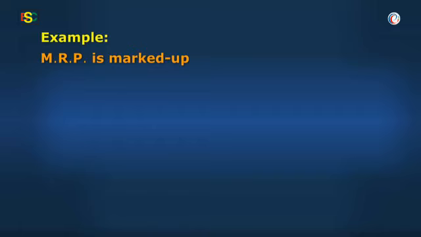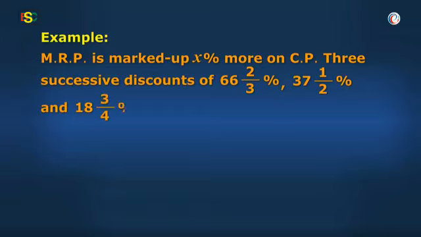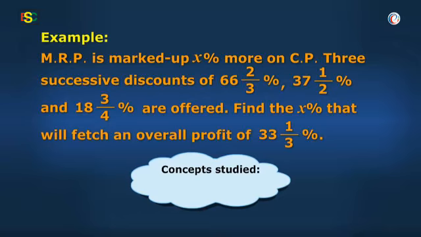MRP is marked up X% more on CP, and 3 successive discounts of 66 2/3%, 37 1/2% and 18 3/4% are offered. Find the X% that will fetch an overall profit of 33 1/3%. We have already studied the concepts of multiplying factor and overall multiplying factor in the previous videos. Let's use these concepts and see what happens.